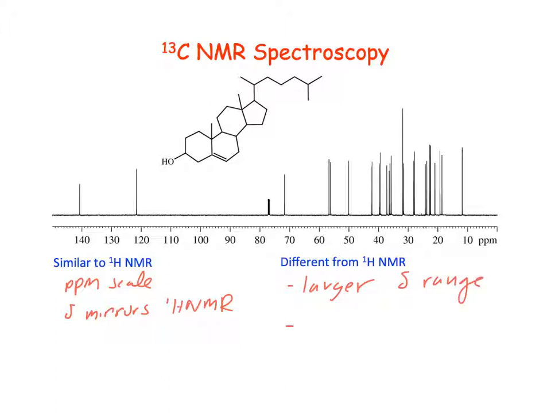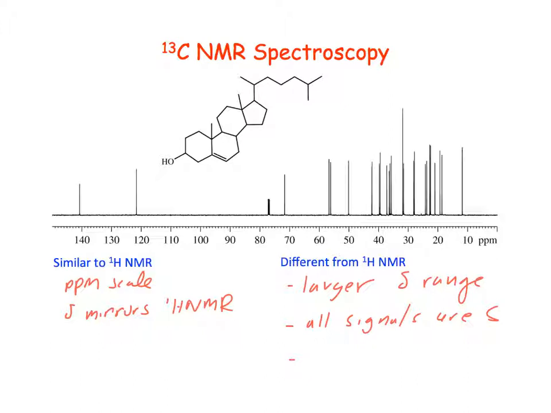In this spectrum, at least, notice that all the signals are singlets. The other thing that maybe we can't really notice from this spectrum is that most of these signals are of similar intensities, but the way that we normally run C13 NMR, the area under the carbon signal is not proportional to the number of carbons. So we can't integrate the normal C13 spectrum.